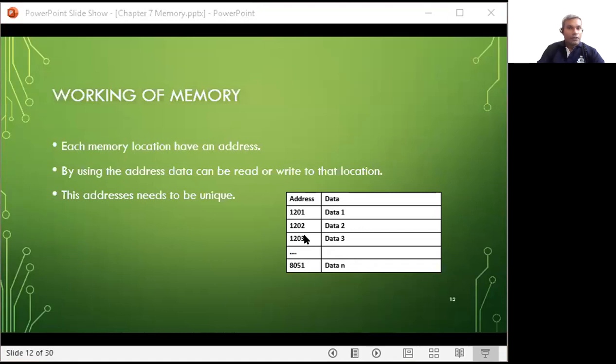So we'll forget about the physical circuit for the time being, and we'll consider this particular diagram. This is a design of a working memory. You can think of it like a table. You have address here, and you have the data. If you want to access a particular data, let's say data number 3, you have to find that particular address and access it. So if you want to store some value at this location, you have to say store this value at the address of 1203. Like that, the address is the key to writing or reading values. So the address has to be unique.